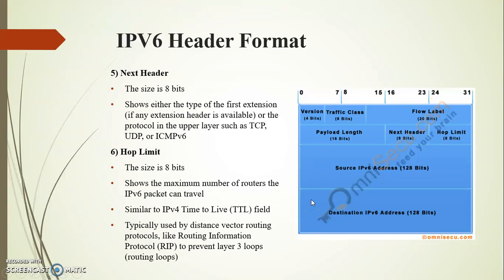Now the next header. The size is 8 bits. It shows either the type of the first extension header or the protocol in the upper layer such as TCP, UDP or ICMPv6. Then there is the hop limit. The size is 8 bits. It shows the maximum number of routers the IPv6 packet can travel. Similar to the IPv4 time to live field. It is typically used by distance vector routing protocols like routing information protocol to prevent layer 3 loops. Routing information protocol uses the hop limit. Here you can see the hop limit.